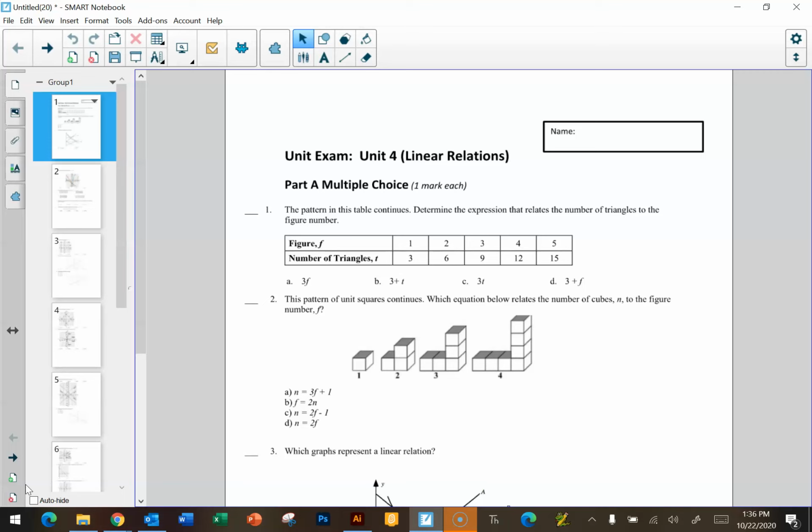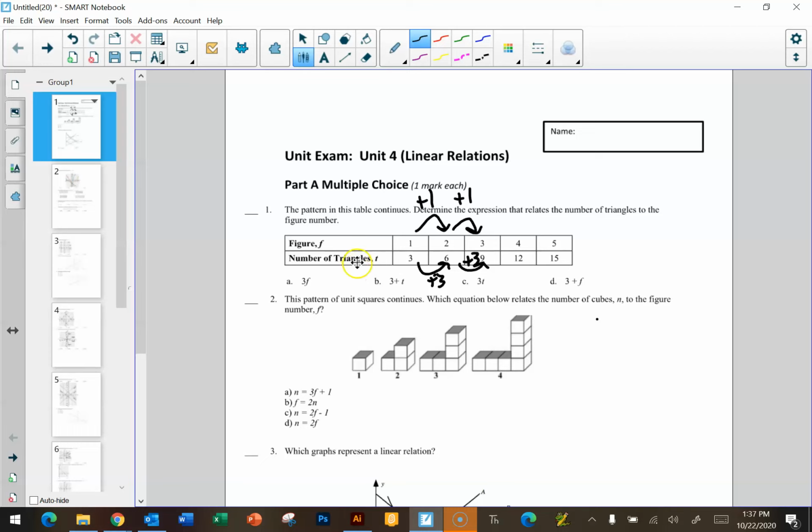All right, let's go. The pattern in this table continues. Determine the expression that relates the number of triangles to the figure number. So as always with these questions, we want to look at what's the jump on both sides of the table. So it looks like it's +3 down below and +1 up top. Because there's a pattern on both sides and a consistent increase on both sides, we know that it's a linear relation. So we can use these two numbers in order to help us build an equation.